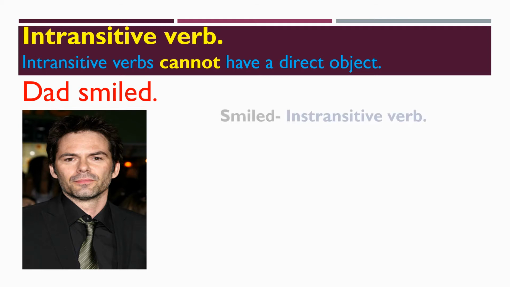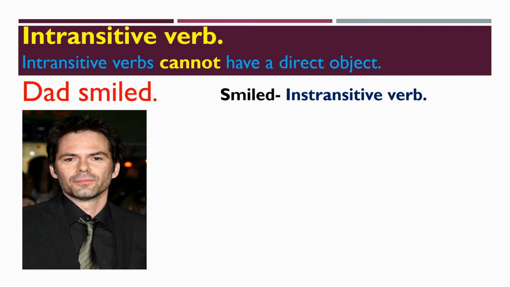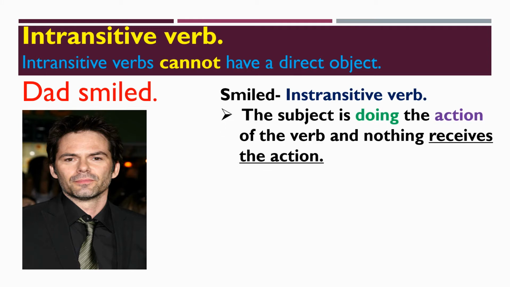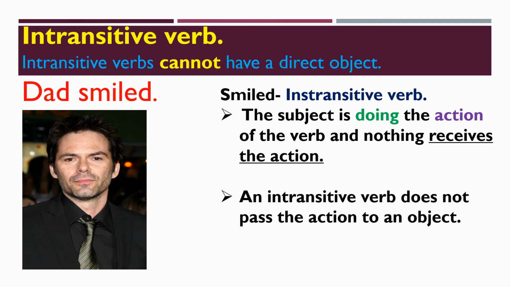The subject is doing the action of the verb and nothing receives the action. An intransitive verb does not pass the action to an object. An intransitive verb expresses an action that is complete in itself and it does not need an object to receive the action. So, Dad smiled something. This is incorrect, because it is an intransitive verb.